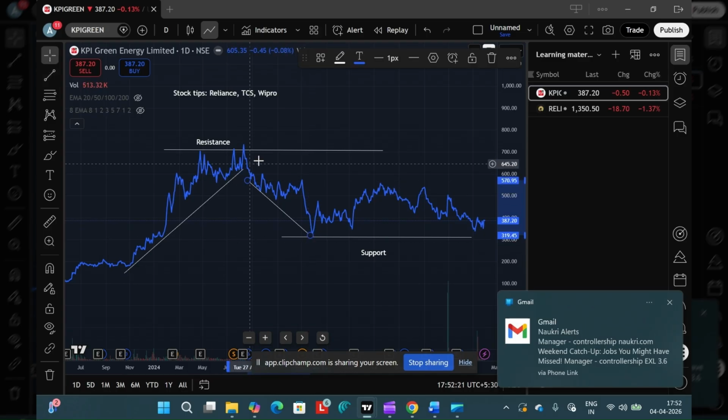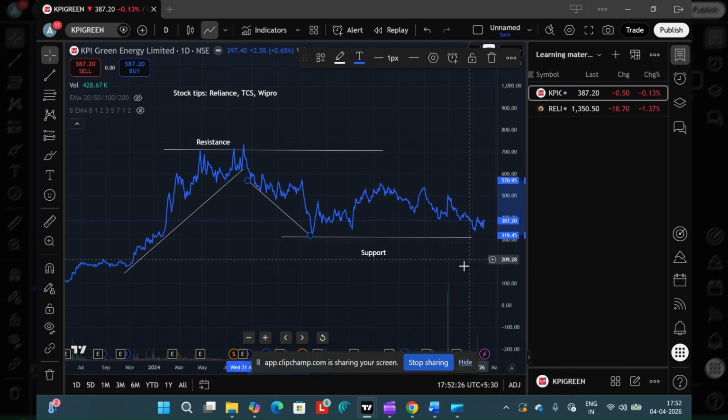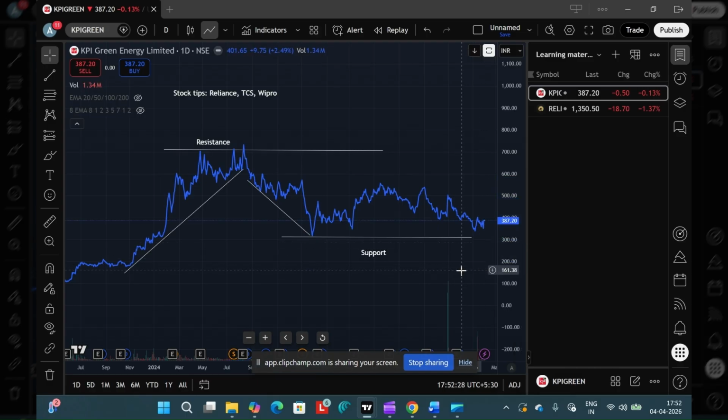Now suppose someone would have invested at the levels of 700, and now the level is around 300, a drawdown of around 45 to 50%, and your whole portfolio would be wiped out. So by looking at the charts, at least you can make a preliminary assessment of whether I should invest or not.